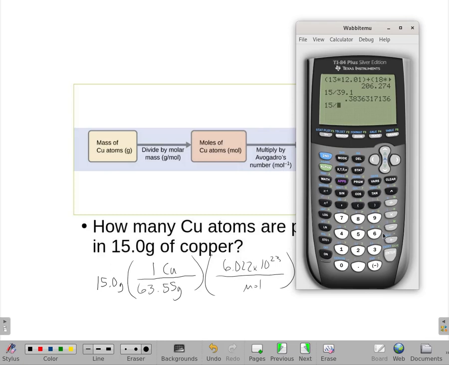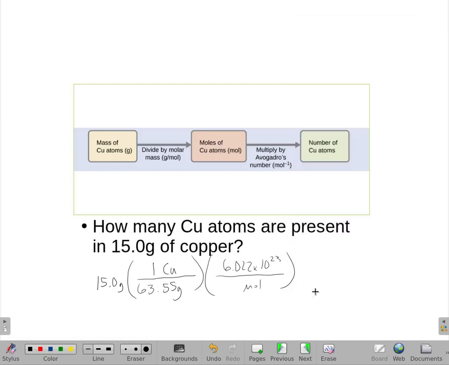So 15 divided by 63.55 times 6.022. And I'm going to use this EE button. Oh, I didn't get my other 2 in there. That EE button says times 10, and then I just put in 23. And I get that that 15 grams is 1.42 times 10 to the 23rd atoms.